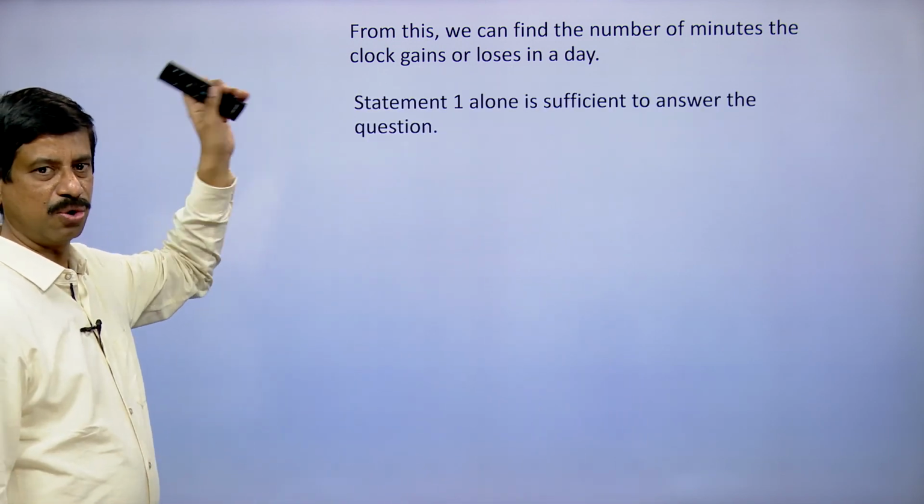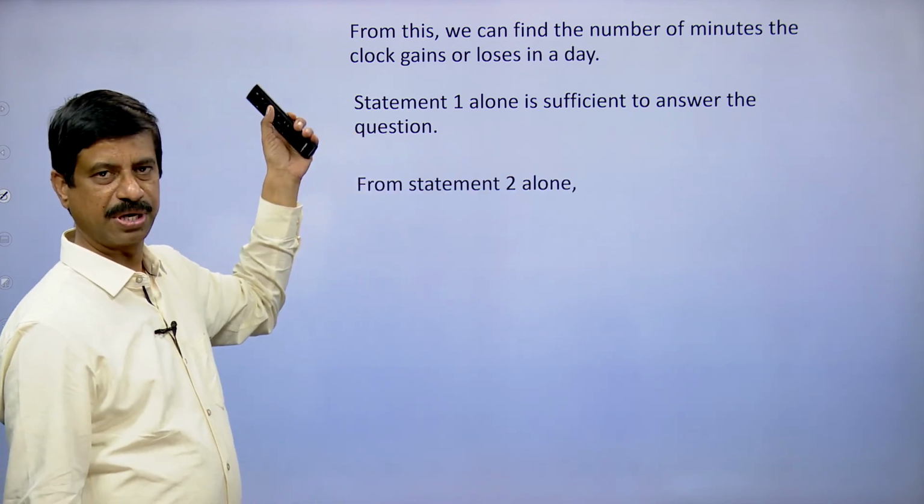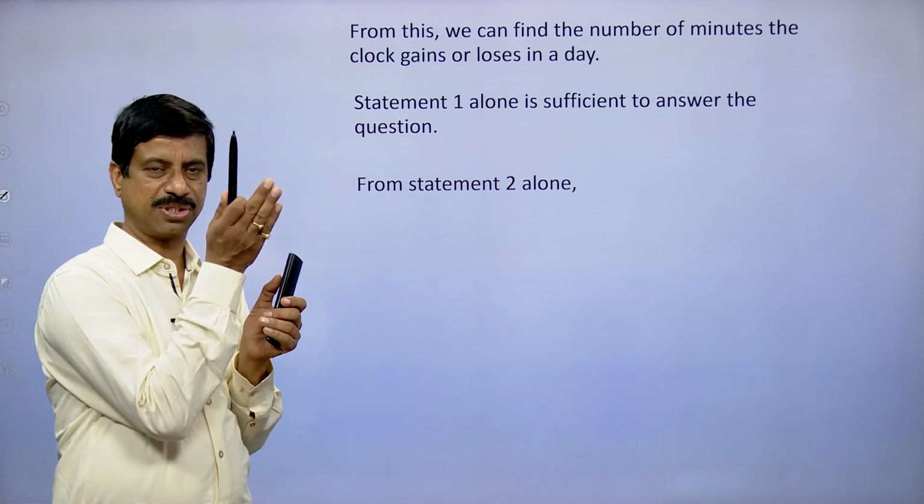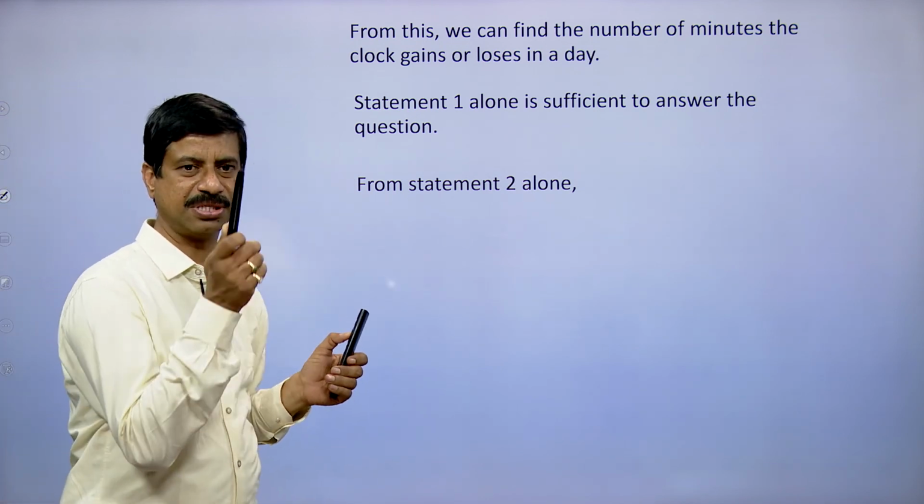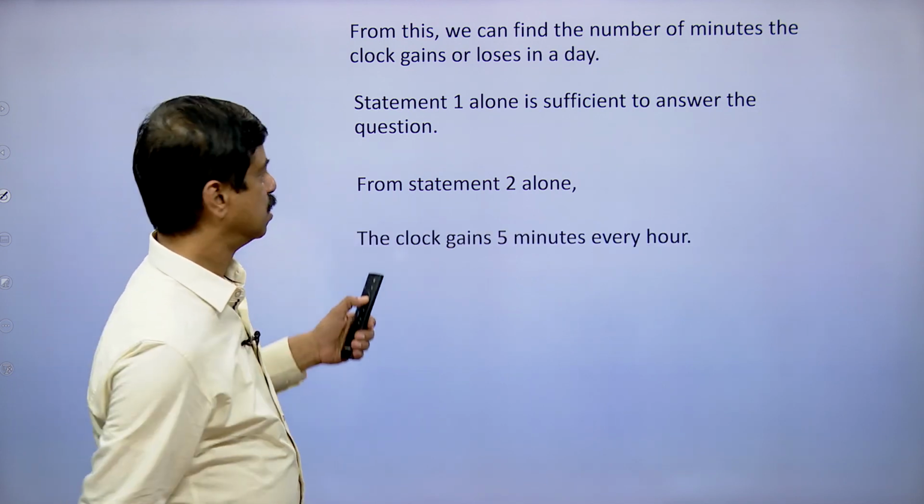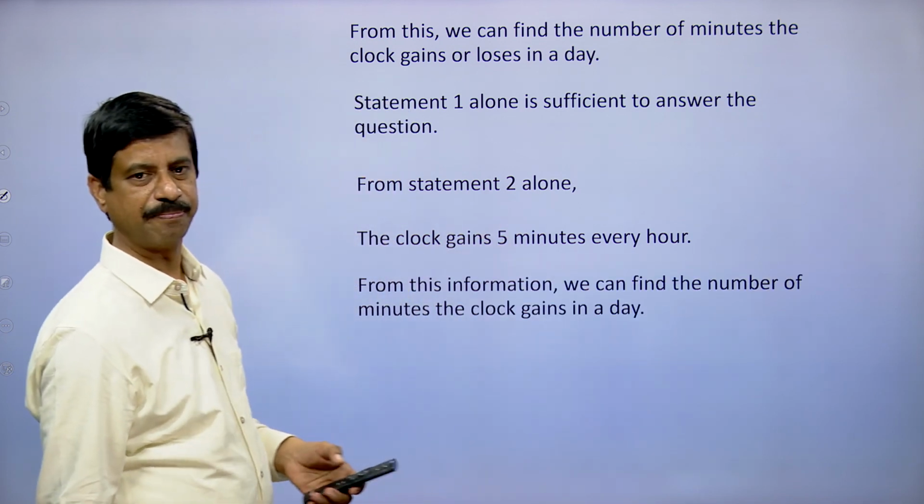So, statement 1 alone is sufficient to answer the question because it is giving how many minutes it has gained. That means from 12 to 4 it has gained 20 minutes; when the actual time is 4, it is showing 4:20. Statement 2 alone says that the clock gains 5 minutes in every hour.